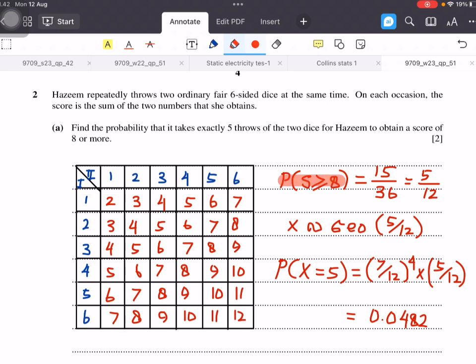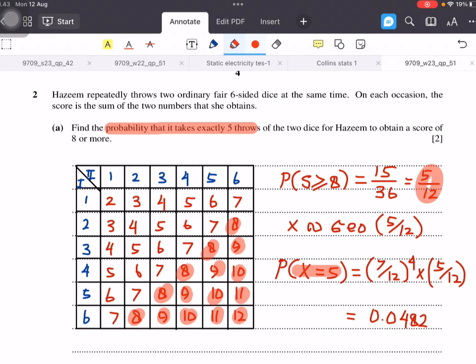Probability the sum is greater than or equal to 8 is 1, 2, 3, 4, 5, 6, 7, 8, 9, 10, 11, 12, 13, 14, and 15. So the probability is 15 over 36. We simplify into 5 over 12. And then this is the case of geometric distribution in which the probability of success is 5 over 12. The question asks the probability that it takes exactly 5 throws.